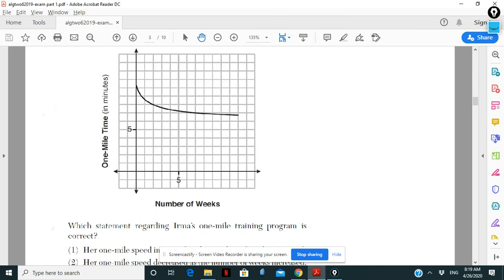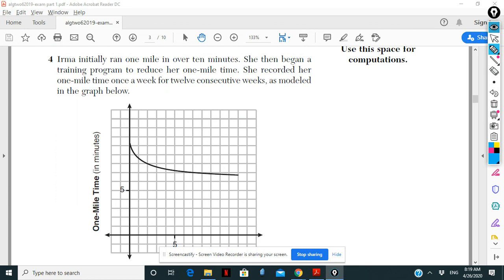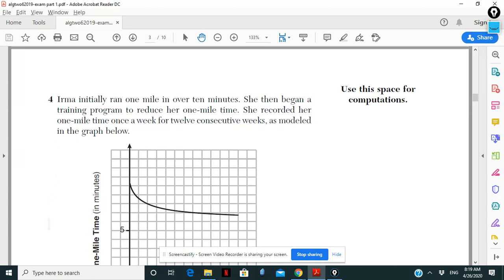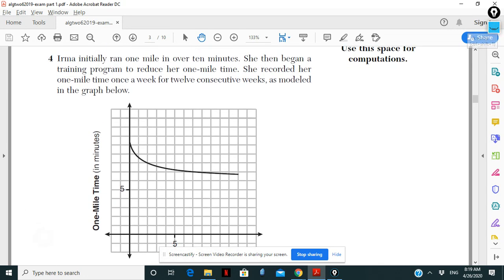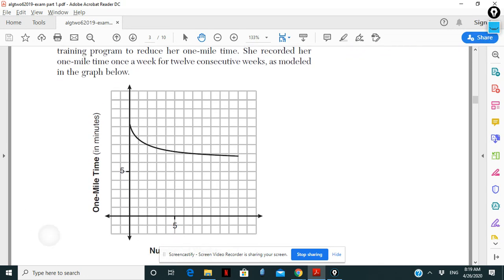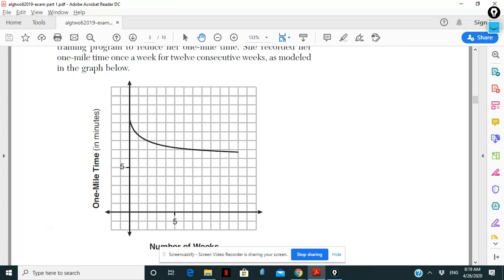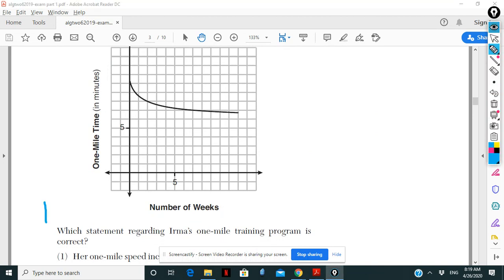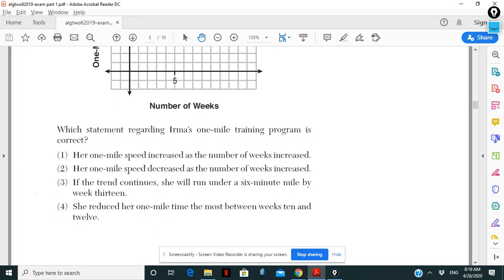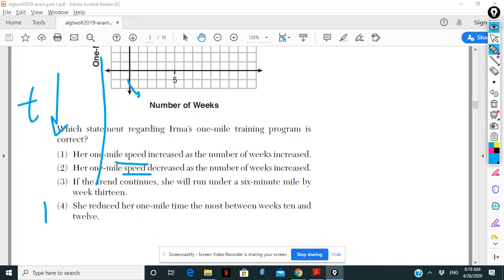Question number 4. Here Rima initially ran 1 mile in over 10 minutes. She then began a training program to reduce her 1 mile time. She recorded her 1 mile time once a week for 12 consecutive weeks, as modeled in the graph. If you're looking, this is the time, and the time is decreasing. Now, which statement about Rima? Here he's talking about the speed. So that's the tricky part.